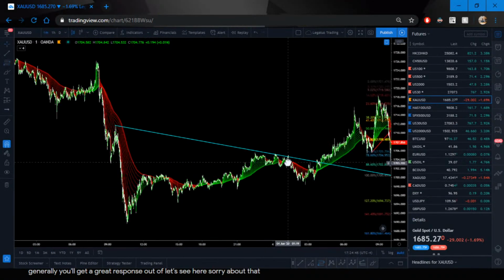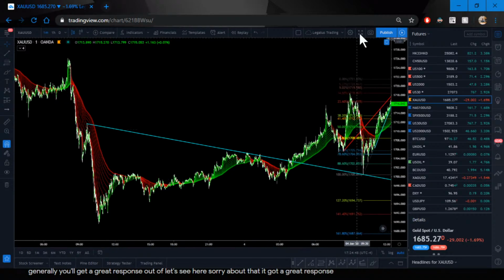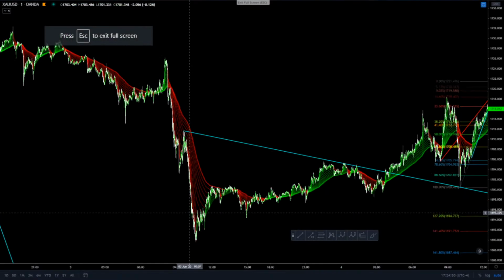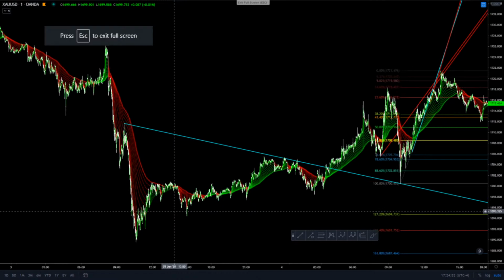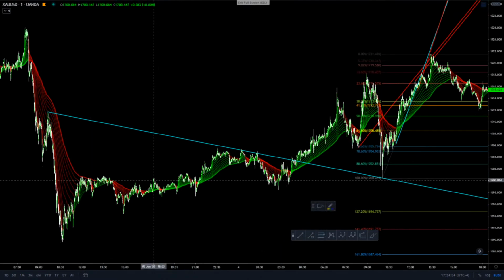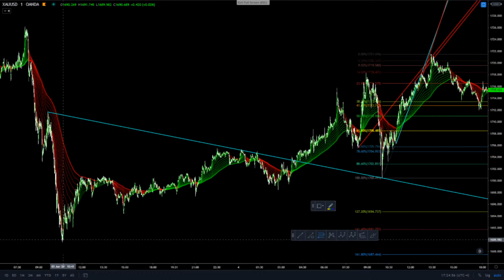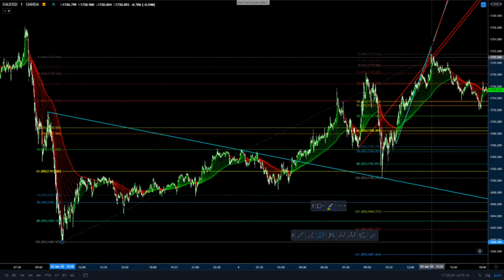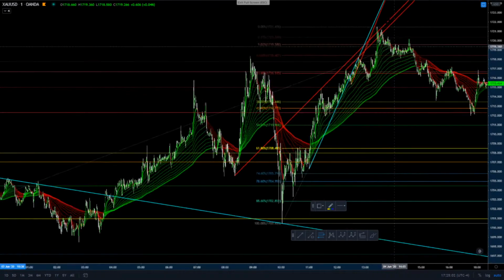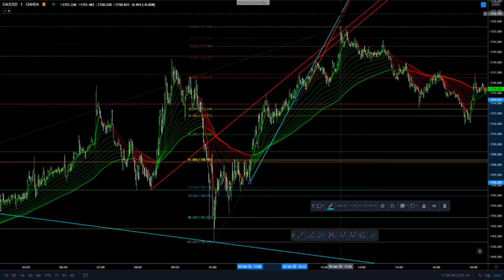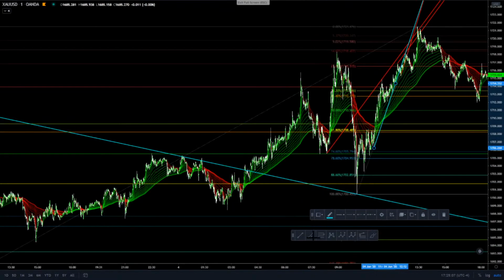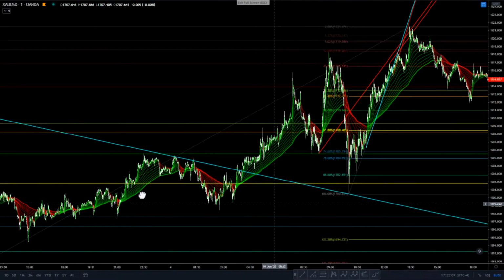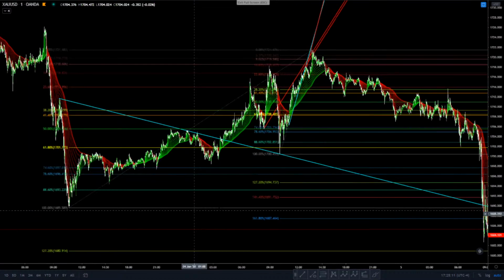You get a great response out of the lows to the highs of any predominant move, as well as it works in reverse as well. If you're unfamiliar with them, you can analyze uptrends and downtrends with Fibonacci's.